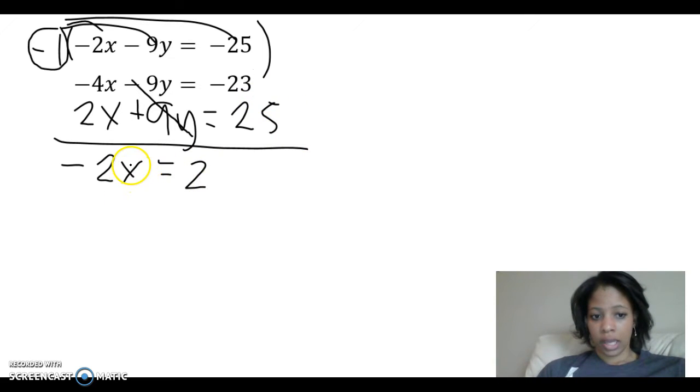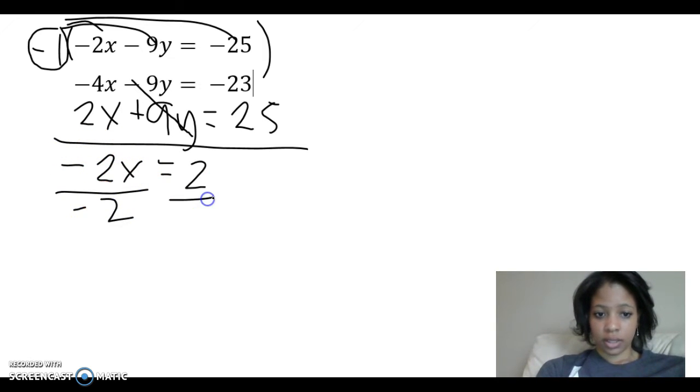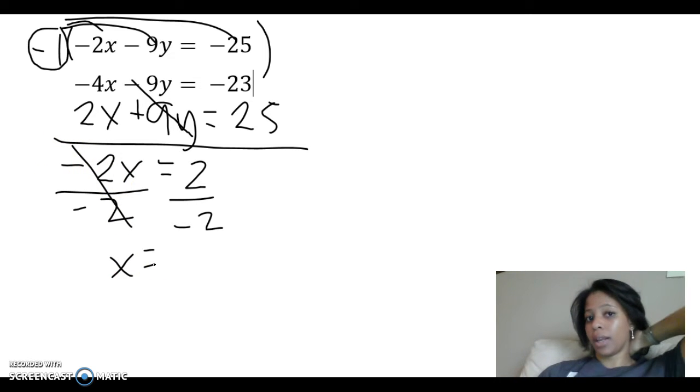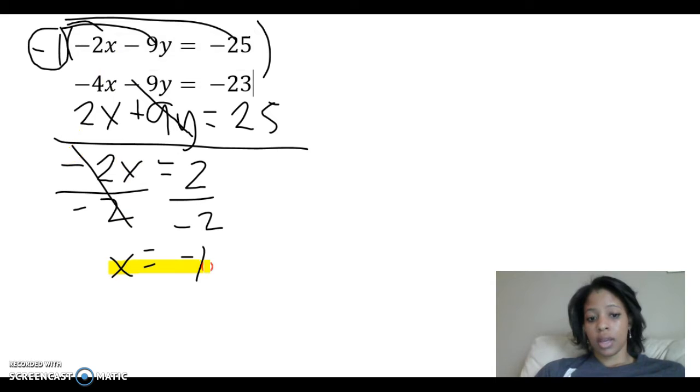So now we're solving for x. So I need to get rid of this -2. Remember, it's a -2. So I'm going to divide both sides by -2. That cancels. All I have left is x. So x equals, what's 2 divided by -2? Should be -1.